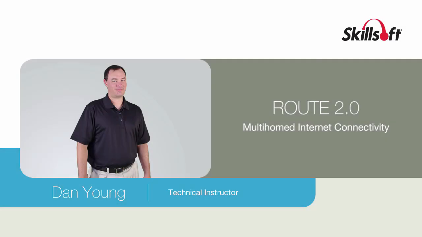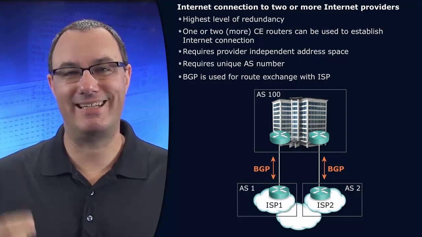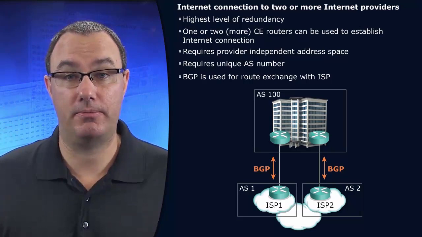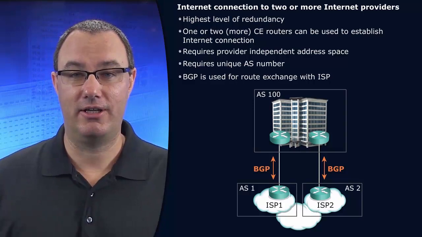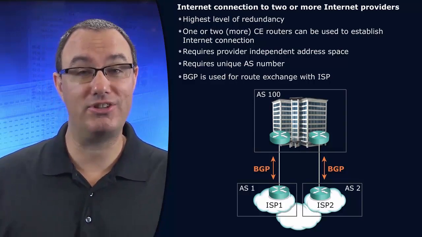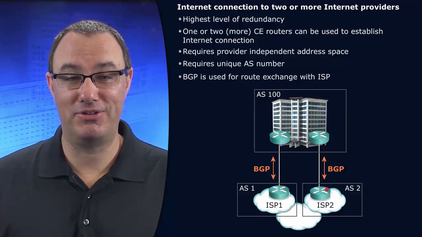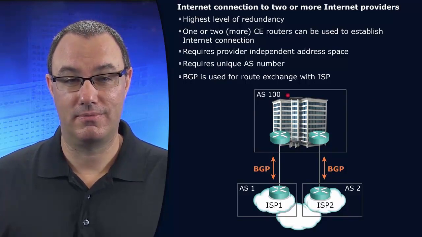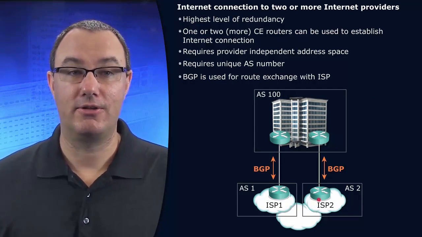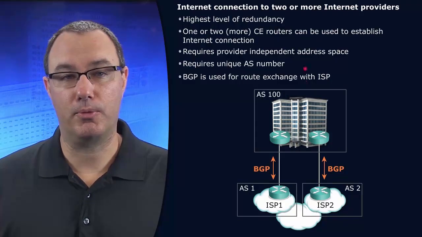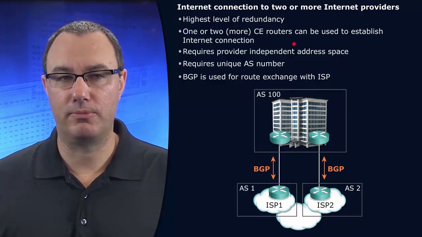There is a distinction. Being dual homed means we have two connections to the same ISP. Being multi-homed means we have connectivity to two separate ISPs. So are we dual homed or multi-homed in this topology? We are multi-homed. We're AS100 and we are connecting up to two different ISPs. So this allows us for more redundancy. No real surprises there.